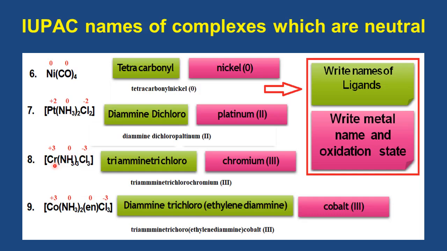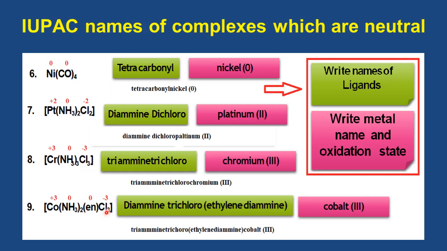Another example is, students, you can see over here en. En stands for ethylene diamine, which is a bidentate ligand from the classification of polydentate ligands. The name is triamine trichloroethylene diamine cobalt 3. Now students, amine and ethylene diamine are neutral ligands, so the oxidation state is going to be 0.